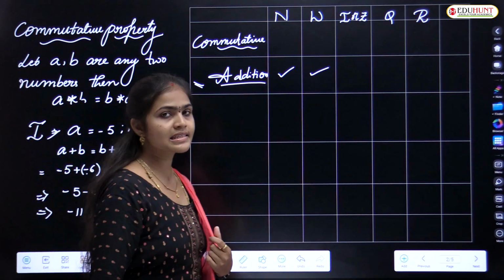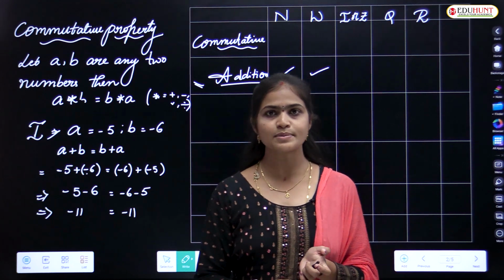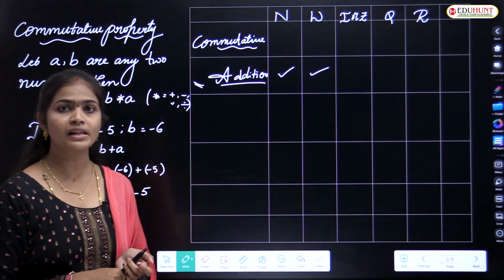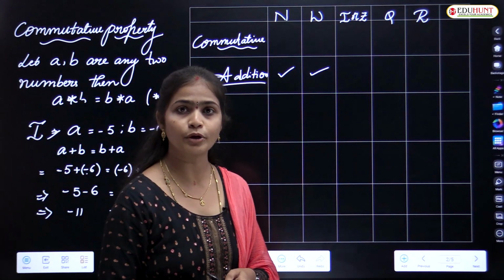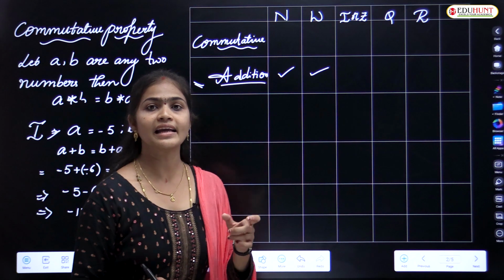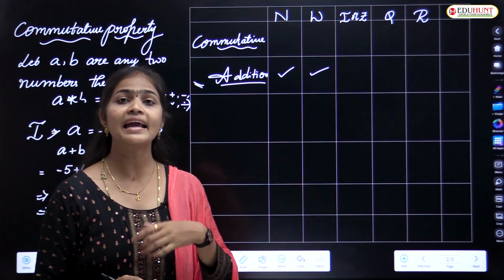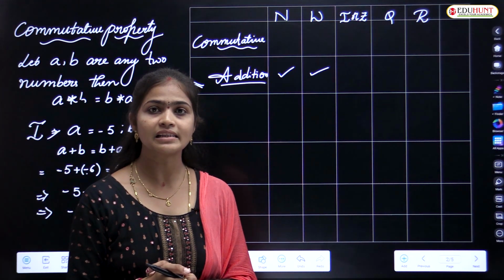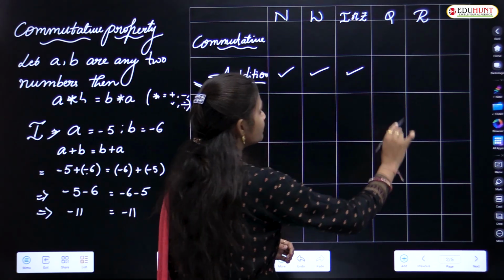Okay, so in this case also we can observe that if you take any two positive integers, then that is possible, and if you take any two negative integers, then also that is possible. So in any case, what is the definition for the commutative property? It means if you add any two numbers in any order, then you will get the same result. So here in integers also it is possible.